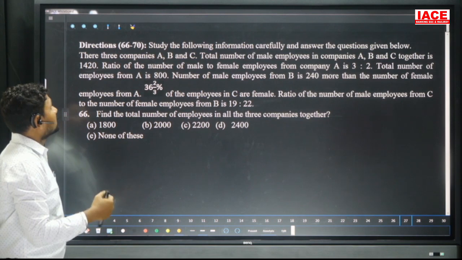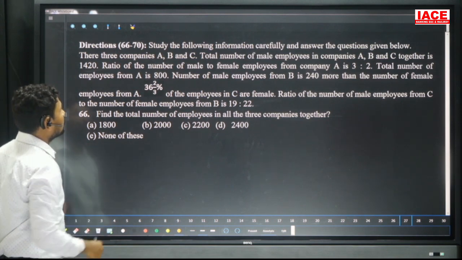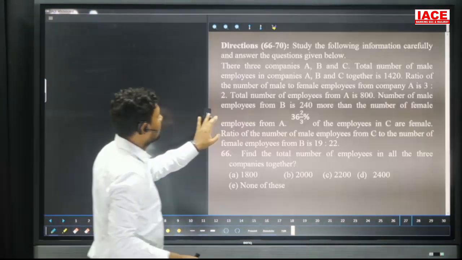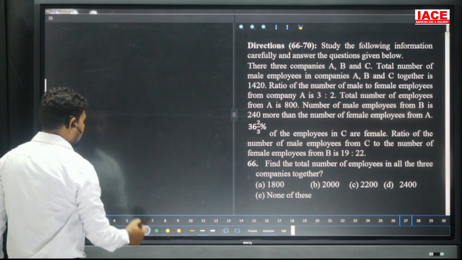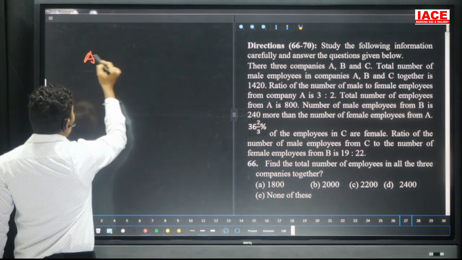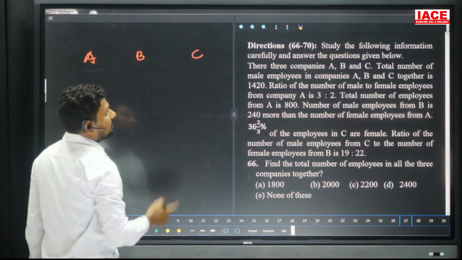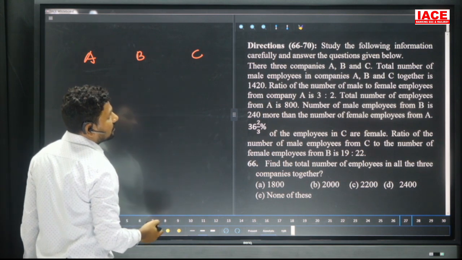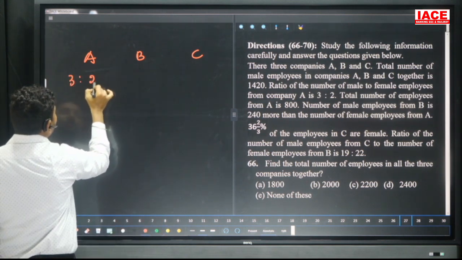So we have questions 67 to 70. Based on this data, we have to calculate. First of all, we have to simplify the data to solve the questions. So here the data is 66 to 70. We have three companies, the company names are A, B and C. Out of these three companies, males and females are there. Male employees in companies A, B, C together is 1420. Ratio of the number of male employees to female employees is 3:2.